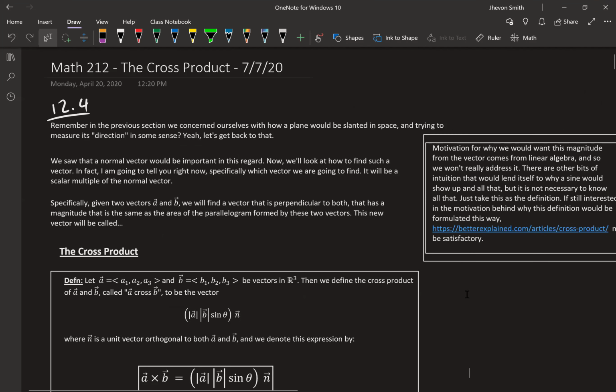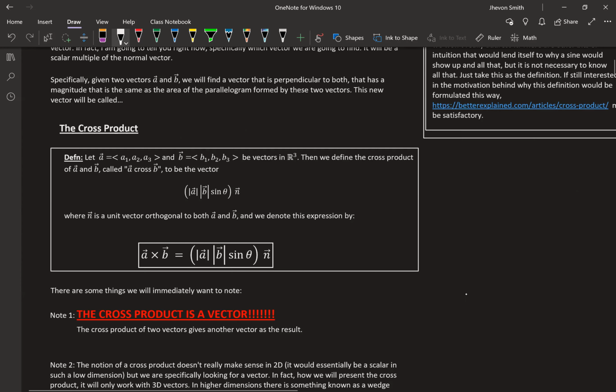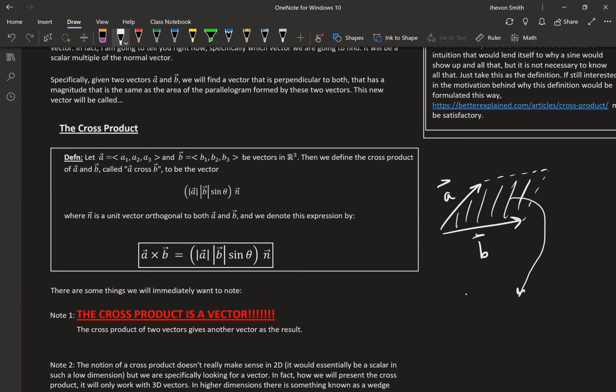Now we saw yesterday that if I have a vector A and a vector B, and I form a parallelogram by those guys, and I find the area in here, the area is going to be the magnitude of A, magnitude of B, sine theta. The cross product is going to be a vector that is orthogonal to both A and B at the same time, and it will have the magnitude that is the same as the area of the parallelogram. Okay, so that's the guy we're going to want to find.